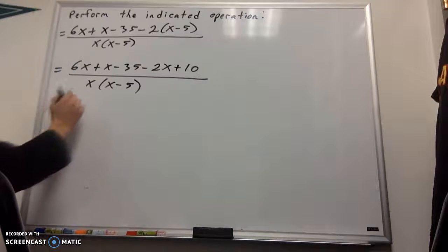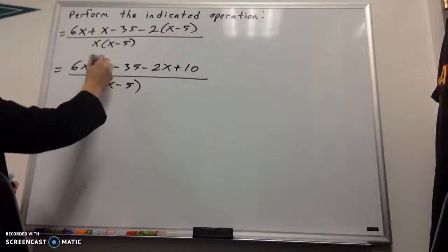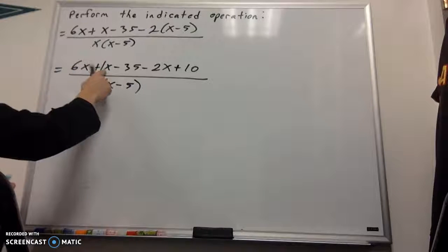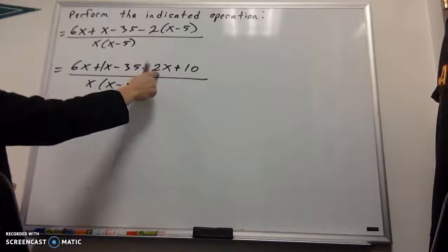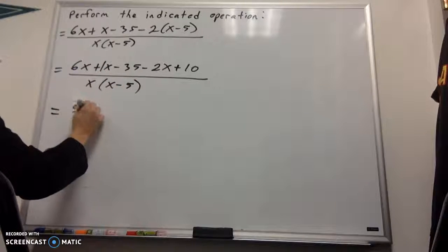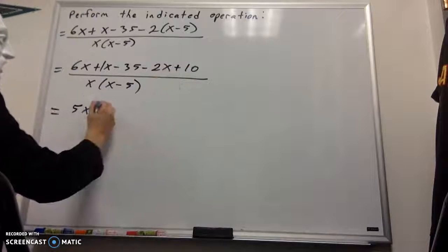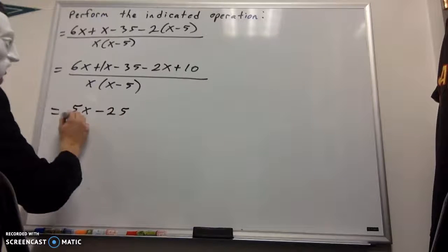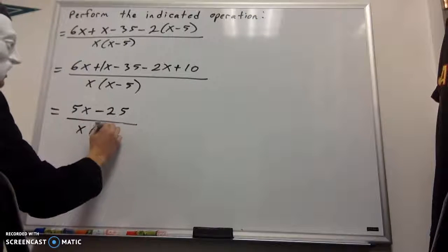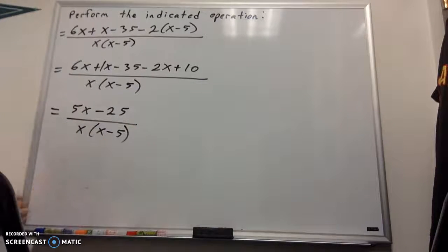I'm going to collect like terms now. 6x, that's like a 1x there. So 6x plus 1x, that's 7x. Minus 2x, that's 5x. And now I've got negative 35 plus 10, that's a negative 25. And it's all over x times the x minus 5. Okay?